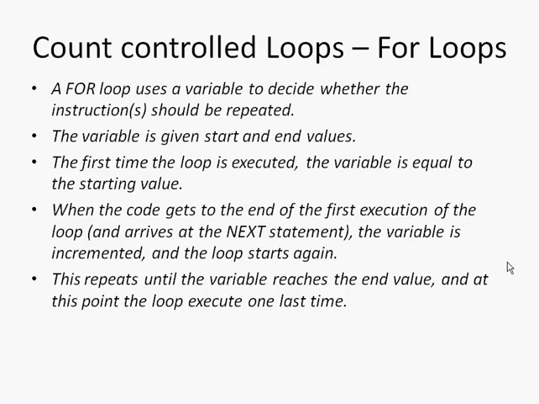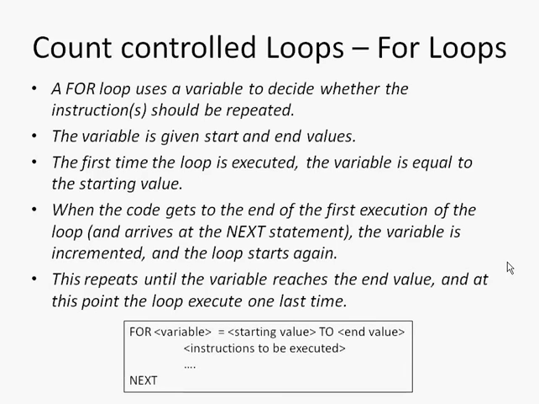This repeats until the variable reaches the end value, which was 10 in our case, and at this point the loop executes one last time. So there's the construct, which you might want to try and memorize, as with that definition there. So all of those bullet points will be good to remember when it comes to for loops.